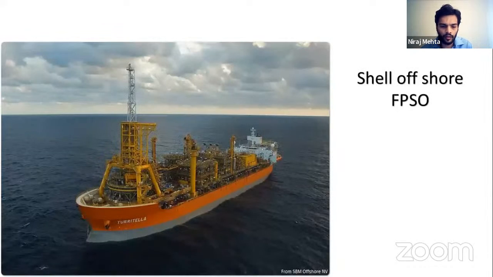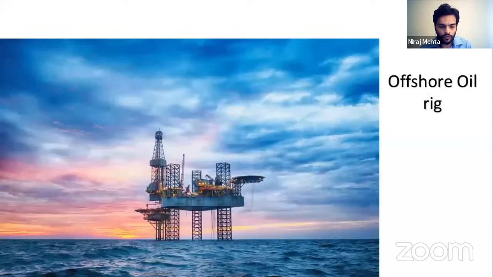So this is a typical structure. This looks like a ship, but it contains a lot more complexities because it has to be anchored, and there is some exploration being carried out from the sea. This offshore floating platform is from Shell company. This is the offshore oil rig where they extract the oil, and all the engineering is being done by an offshore engineer.